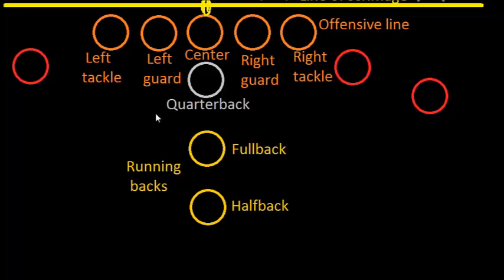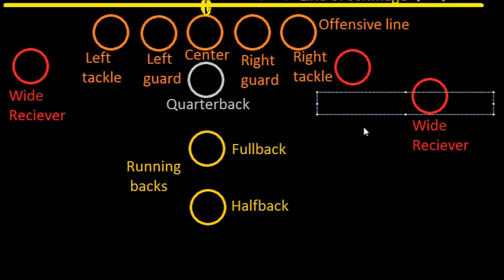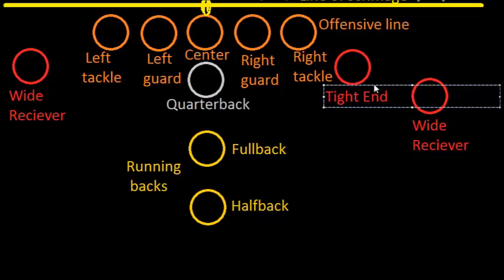he has, on the sides, the red guys, who are your wide receivers. So you've got wide receivers on each side, but this last guy, his position is called tight end. This tight end is versatile. He's like a hybrid. Sometimes he will receive the ball, sometimes he will act as an offensive lineman.